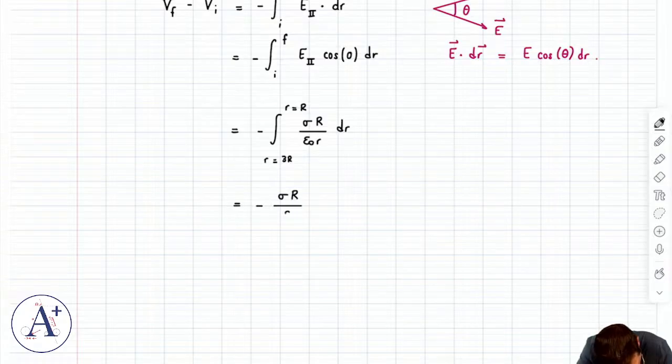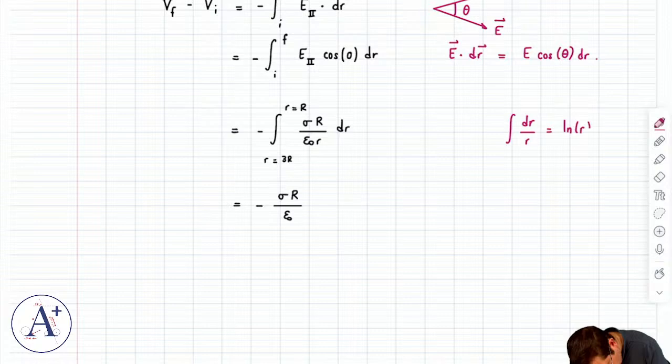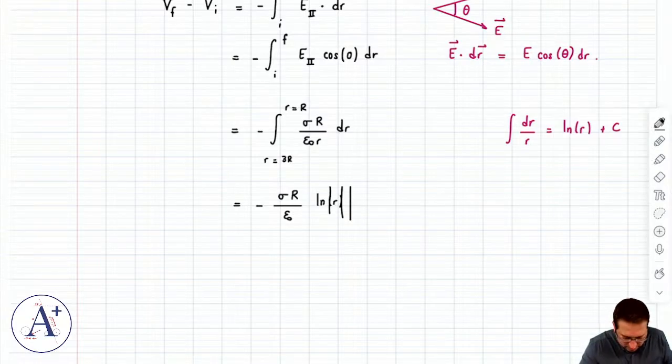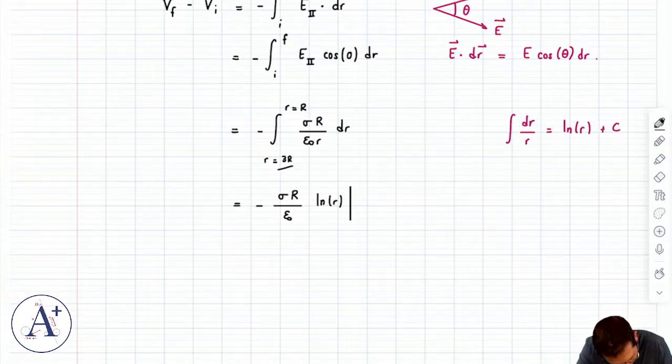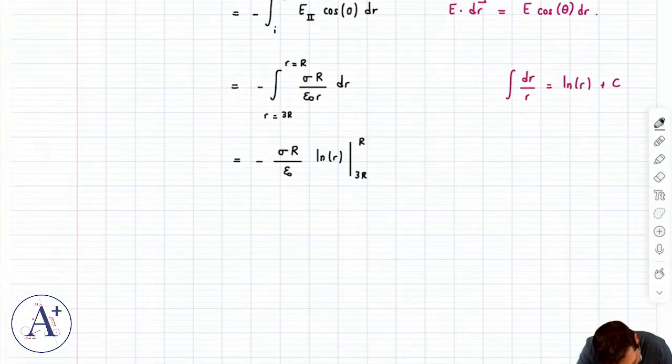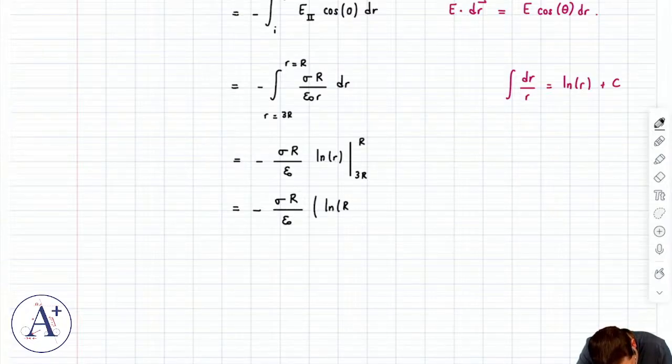A little bit of calculus. Quick reminder that the integral of dr over r is ln of r plus some constant, although we don't care about the constant here because we have bounds. And so this is going to be sigma r over epsilon naught, natural log of little r. And I don't need an absolute value here because r is positive, right? It goes from 3r to big R, so I don't have to worry about the absolute value. All right, so this is going to be minus sigma r over epsilon naught, natural log of R minus natural log of 3r.